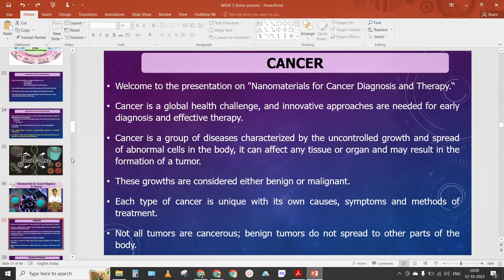These growths are considered either benign or malignant. Each type of cancer is unique, with its own causes, symptoms and methods of treatment. Not all tumors are cancers. There are two types: what is benign and what is malignant? Benign tumors do not spread to other parts of the body. Meanwhile, malignant tumors can spread into other parts of the body.